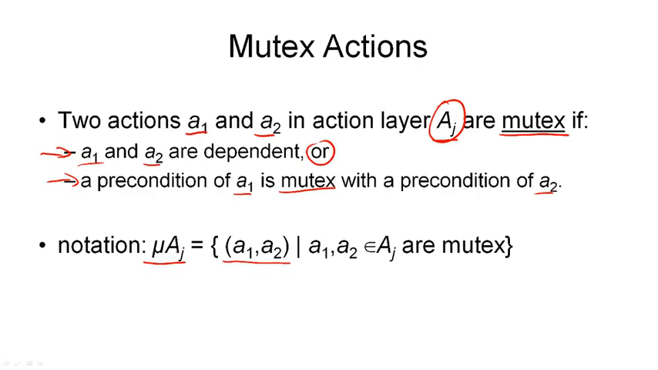And a final remark about the mutex relation, and this applies to propositions as well as actions. This relation is symmetric, so if A1 is mutex to A2, then A2 must also be mutex to A1, and again the same goes for propositions.